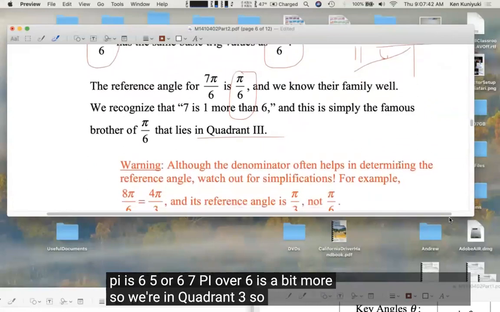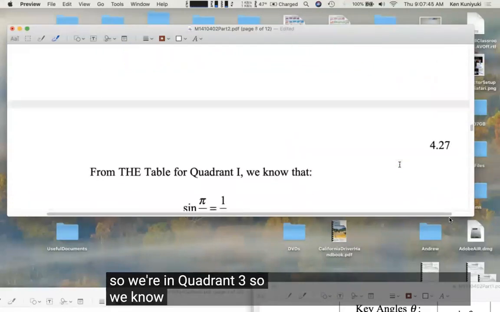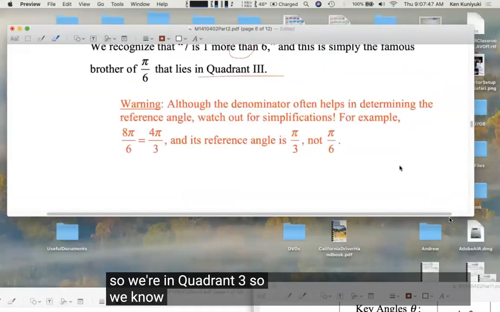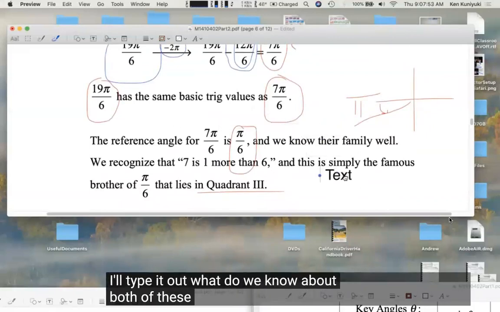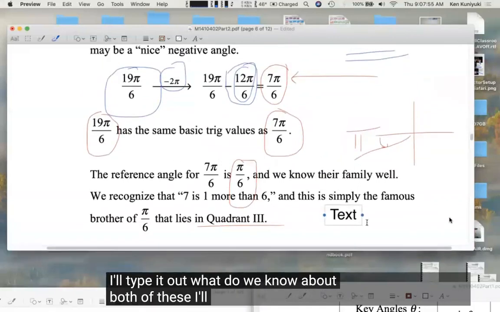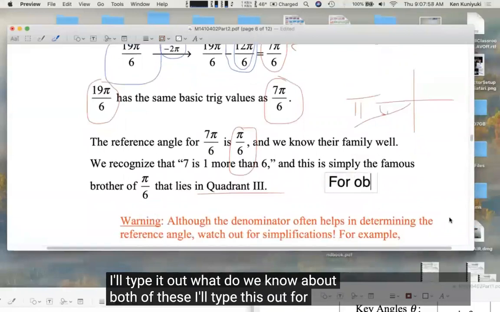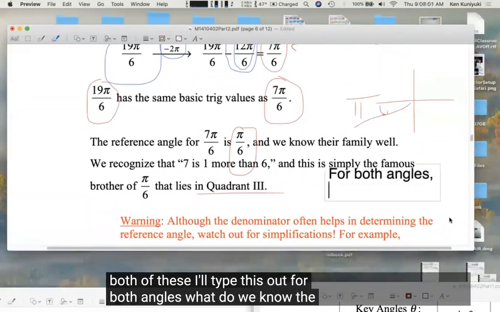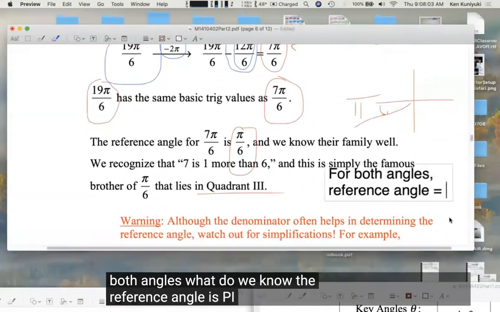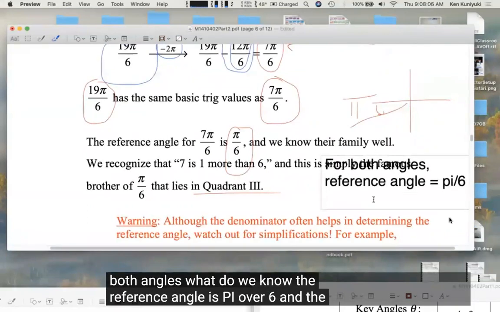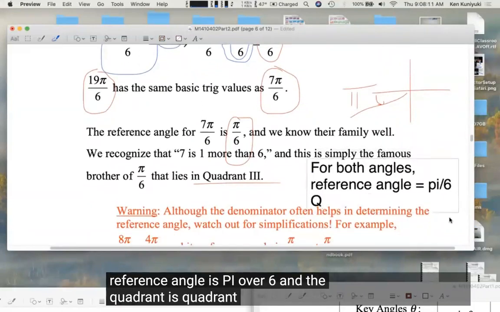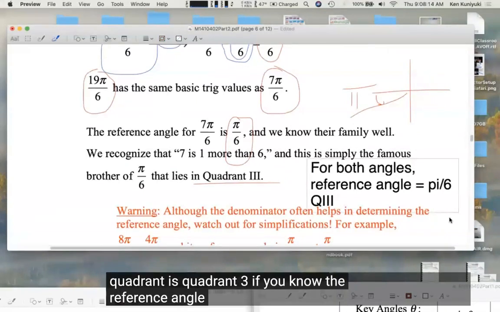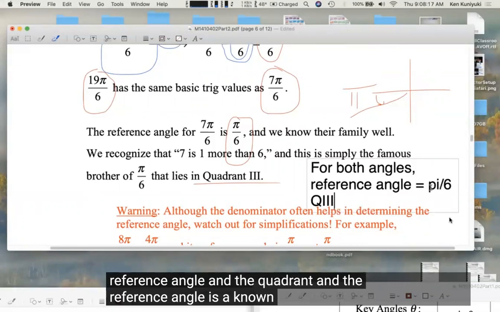So we know two key things. In fact, I'll type it out. What do we know about both of these? For both angles, what do we know? The reference angle is pi over 6, and the quadrant is quadrant 3. If you know the reference angle and the quadrant, and the reference angle is a known special angle, hey, we're in business. We can find everything exactly.